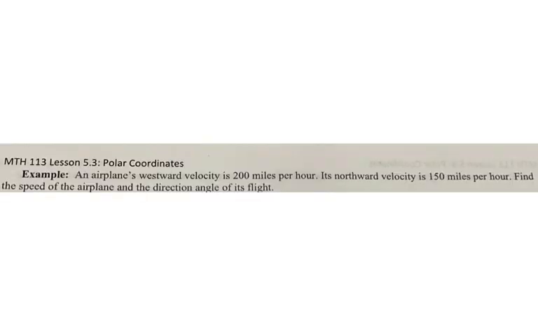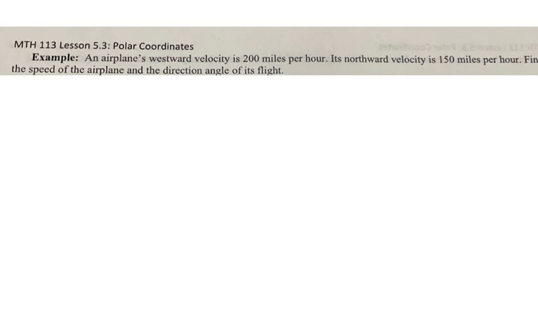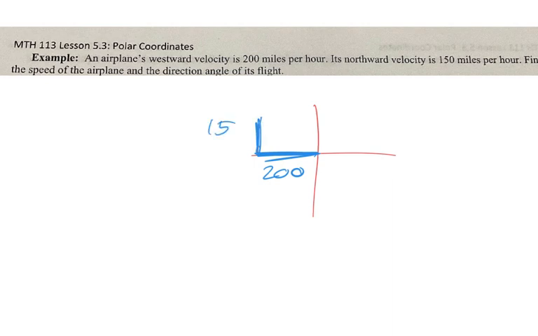An airplane's westward velocity. Guess what matters about it being westward? Direction, because these take magnitude and direction. So its westward velocity is 200 miles per hour. So the airplane's going west at 200 miles an hour. It's going northward at 150 miles per hour. So what's the actual speed of the airplane?